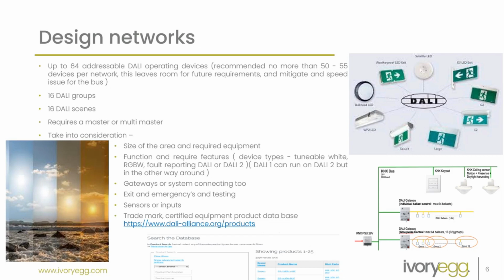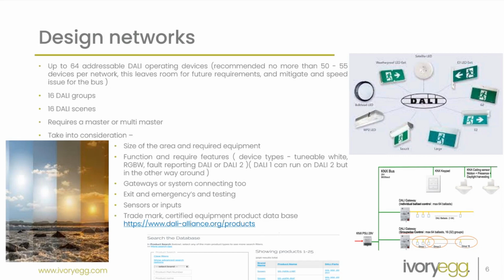So the types of Dali devices we can look at is tunable light. Are we going to have human-centric lighting? RGB or RGBW, is that a factor the customer wants? Fault reporting, do we want these Dali fittings to report a certain fault, like a ballast fault, a lamp fault, or is the requirement for Dali 2? Just as a side note there, Dali 1 can run on Dali 2, but it can't happen the other way around.